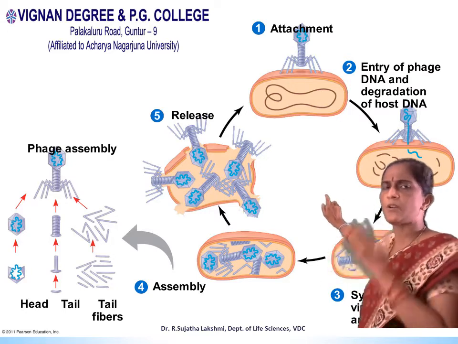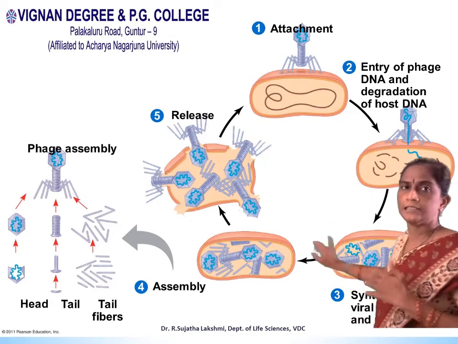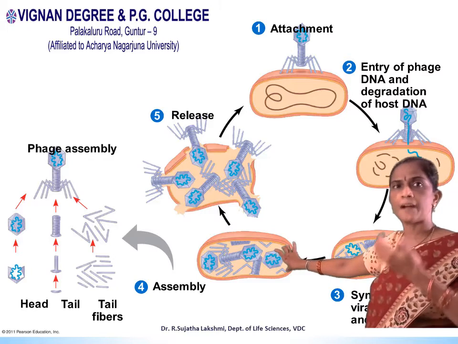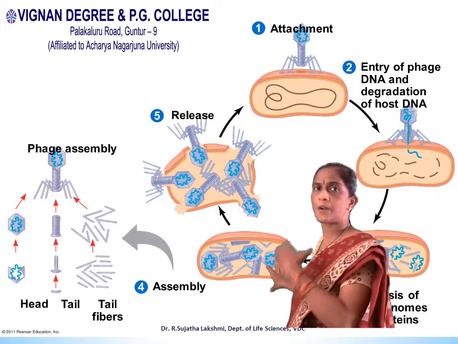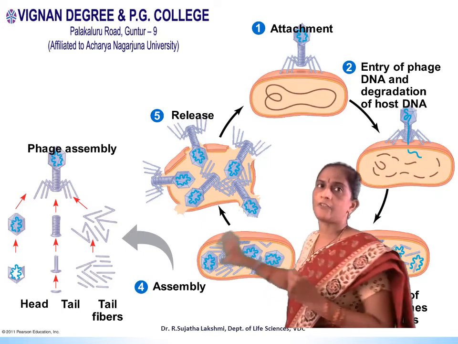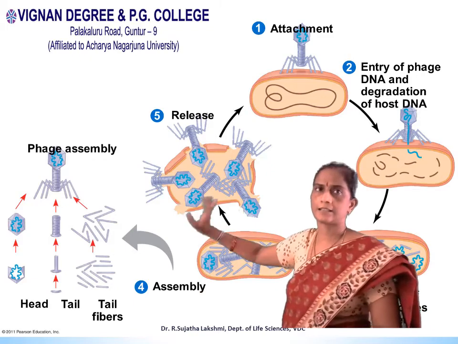It breaks down the host DNA and synthesizes the viral genome and proteins. There it gets assembled. Different parts can be prepared differently. After that, each part will be assembled. Then the phage assembly occurs. Then release of the phage occurs.